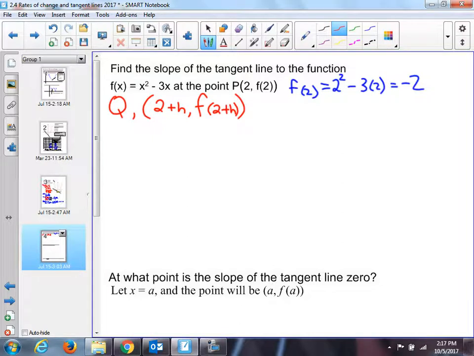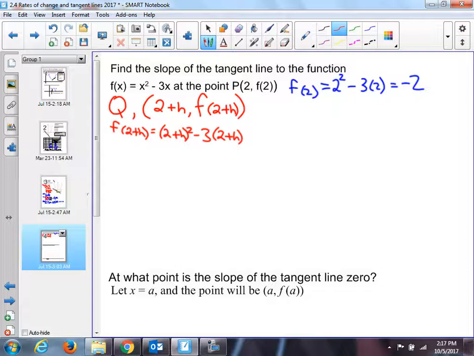Okay, and Emma had asked, what about minus h? It's the same thing. But the convention is to use plus h, just to keep it looking the same. So we've got to do a bit of work to figure out what the function is with 2 plus h in it. F of 2 plus h. So this is composition, right? We plug in, instead of x squared, we have (2 plus h) squared minus 3 times (2 plus h).